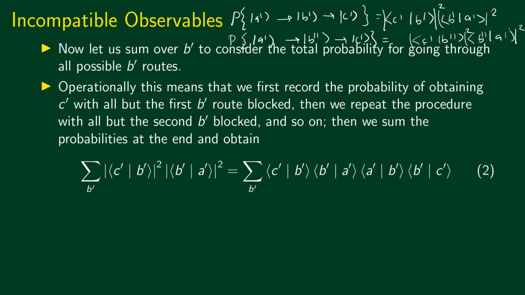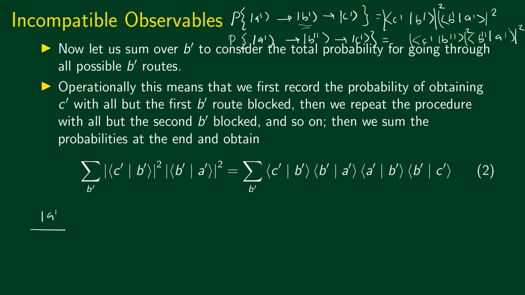You could also calculate the probability for going through a third route. So if you are allowing all these routes one by one, or you could take a large number of experimental arrangements like this, one in which only ket B prime is allowed, and the second in which only ket B double prime is allowed, etc. You could take a large number of the same experimental arrangements. For example, let me try to explain it here.